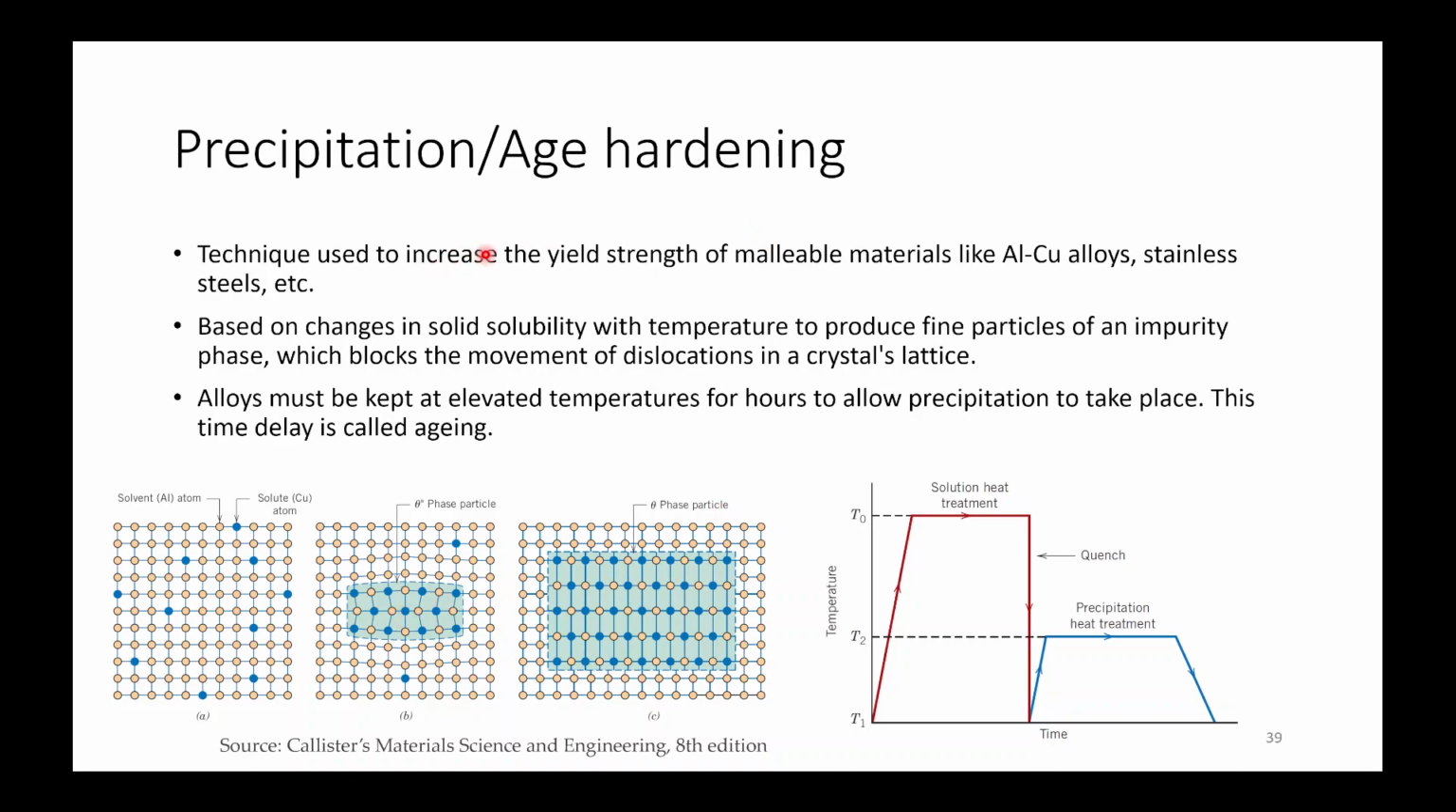firstly, it is a technique used to increase the yield strength of malleable materials like aluminium copper alloys and stainless steels. It is based on changes in solid solubility with temperature to produce fine particles of an impurity phase which blocks the movement of dislocations in a crystal's lattice. Alloys must be kept at elevated temperature for hours to allow precipitation to take place. This time delay is called aging.